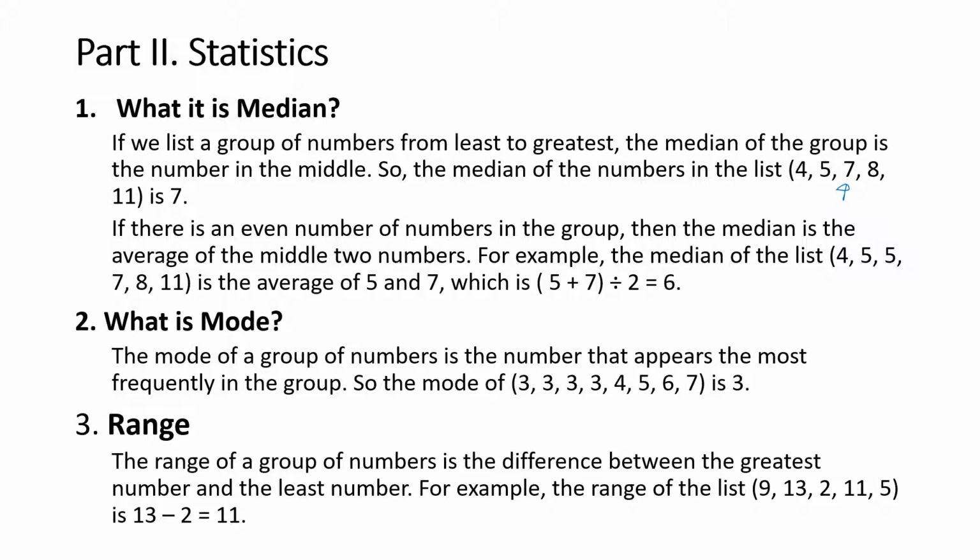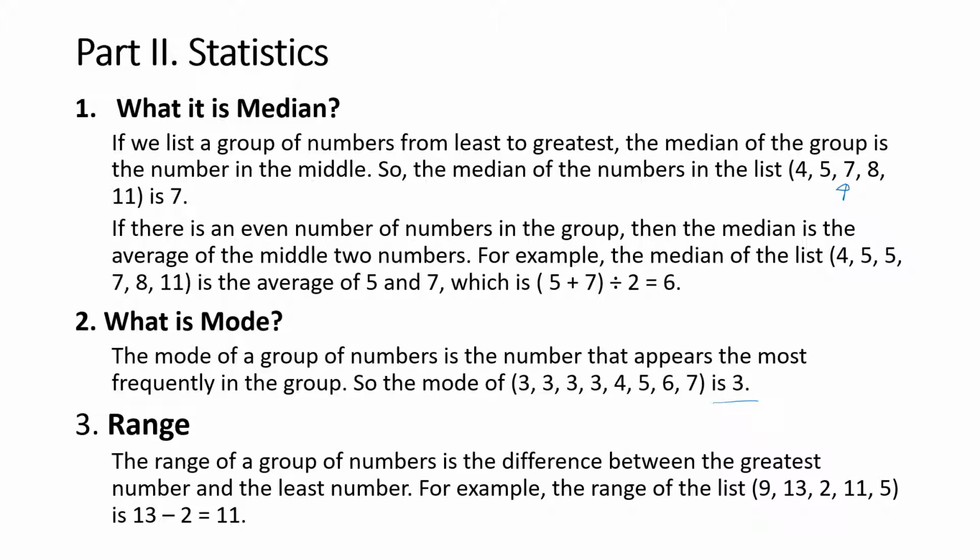Number 2, what is mode? The mode of a group of numbers is the number that appears the most frequently in the group. For example, we have 3, 3, 3, 3, 4, 5, 6, 7. So the mode is 3.